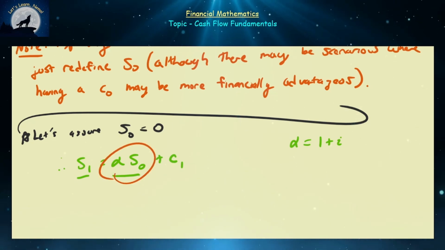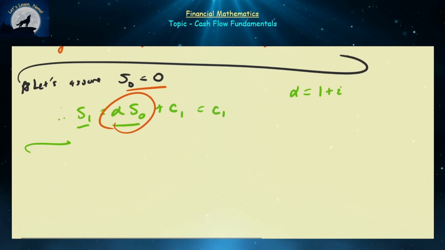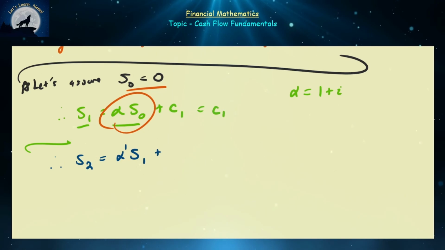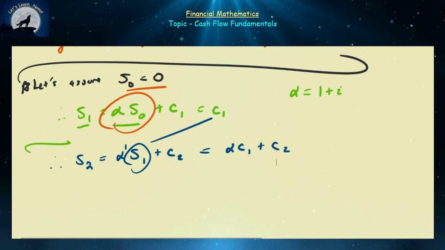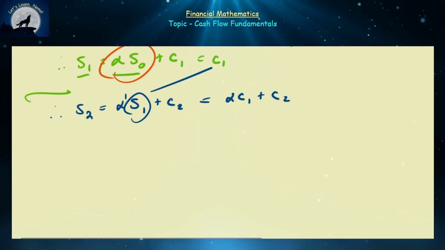But we're going to be assuming that S0 is equal to 0, and 0 times alpha is still going to be equal to 0, so S1 will just be equal to the cash flow value at time t equal to 1. So now let's look at t equal to 2, because hopefully this is a little bit more mathematically interesting. So again, S2 is going to be equal to the accumulation of S1, one time step into the future, and then plus whatever cash flow transaction occurs at time t equal to 2. But again, S1 is the same as C1, so we can write this as alpha times C1 plus C2. So that's the value of our transactions up to time t equal to 2.